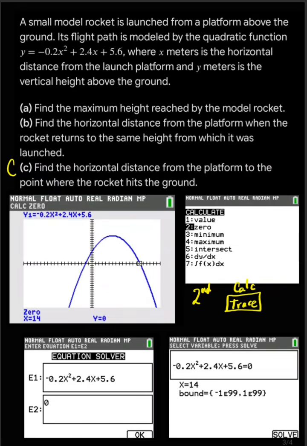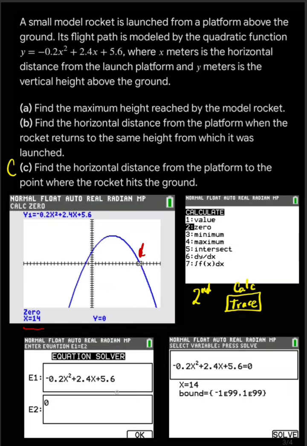For part C, we want to find the distance in which the parabola reaches, again, the ground. To find this using the calculator, we can go to second trace, which is calculate. We can now find the 0 and find out exactly this point where it crosses the x-axis. Using our calculator, we found out that the 0 is 14.